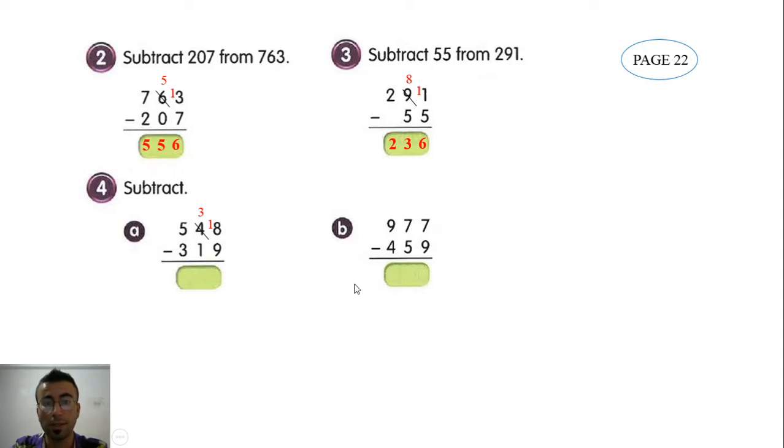Now let's subtract the ones. 18 minus 9 equals 9. And then subtract the tens. 3 minus 1 equals 2. And lastly, subtract the hundreds. 5 minus 3 equals 2. 229. Okay?